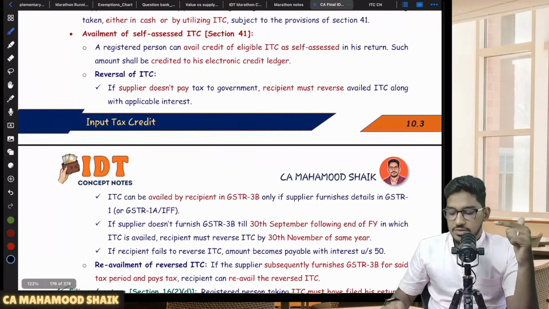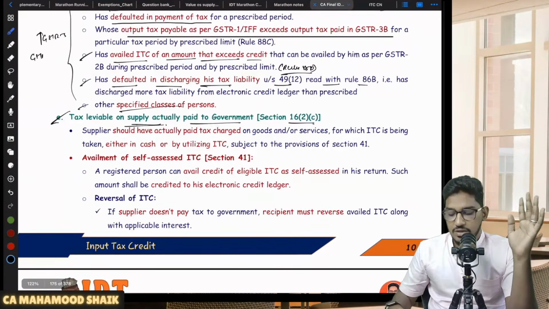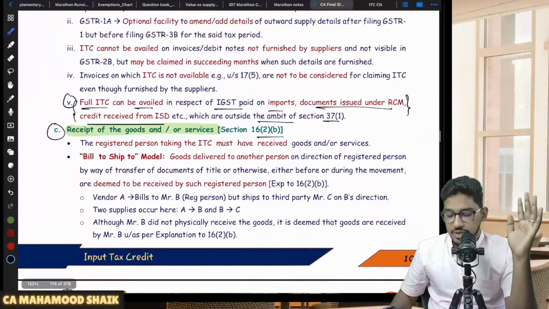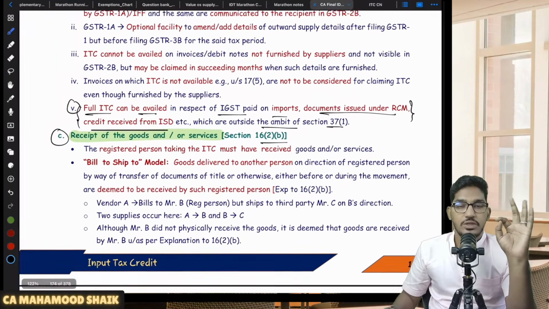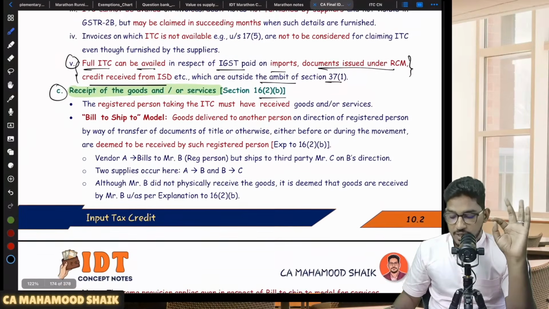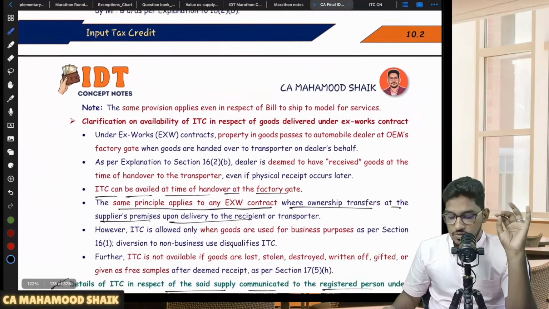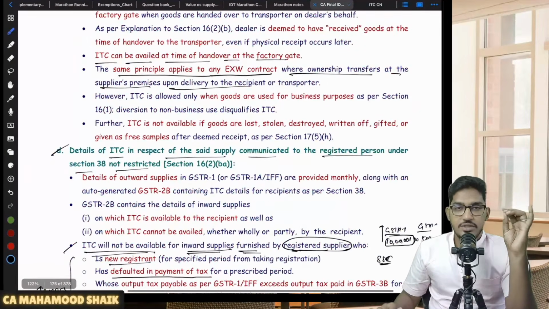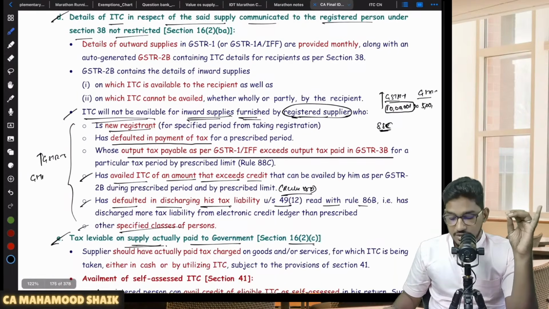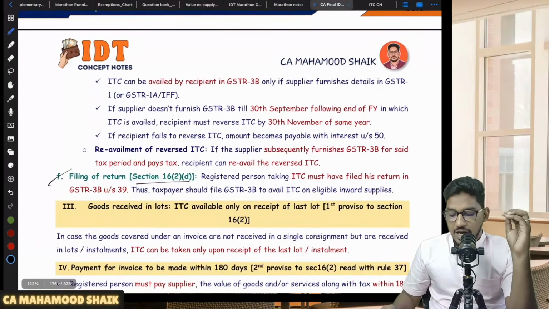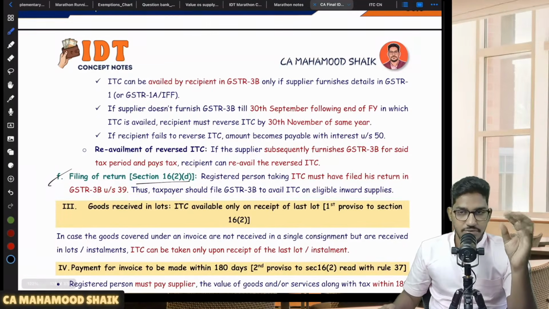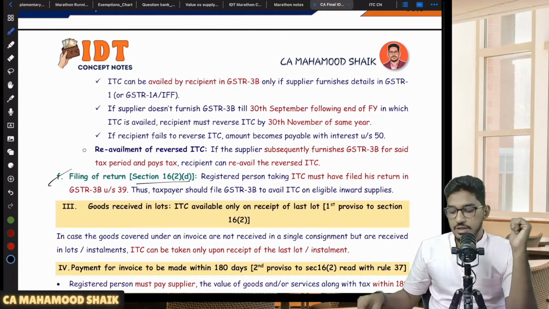So these are all the conditions required to be fulfilled. Let me repeat the conditions for availing input tax credit. Number 1, you should have a tax paying document containing some minimum details. Number 2, that amount should have been reflected in your GSTR 2B. Number 3, you should have actually received the goods or services. Number 4, the ITC communicated to you should not be under the restricted category, and the tax should have been actually paid to the government, and you should file your GSTR 3B. Then only you can avail the input tax credit.